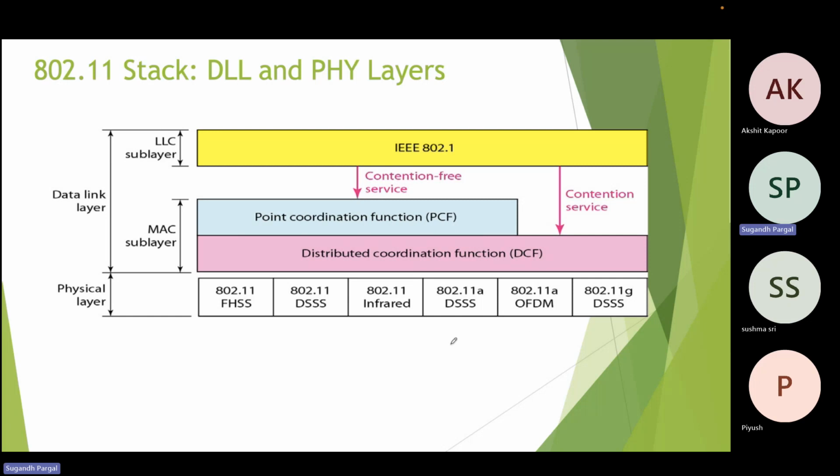So this is how it is placed in the stack of the data link layer and physical layer. In the physical layer, these are the standard protocols of IEEE that it uses. Then the MAC layer has the point coordination function and the distributed coordination function. PCF is the contention-free service and DCF is the contention service. Then we have the LLC.